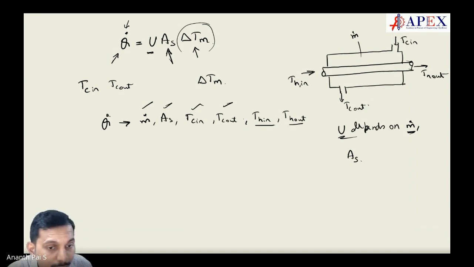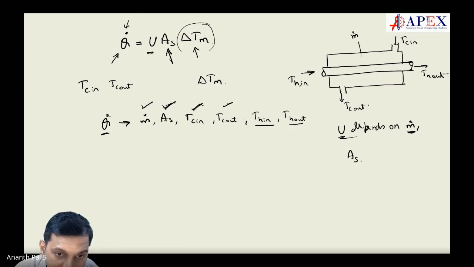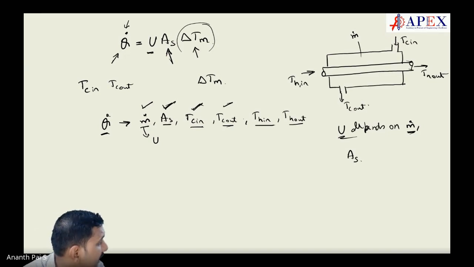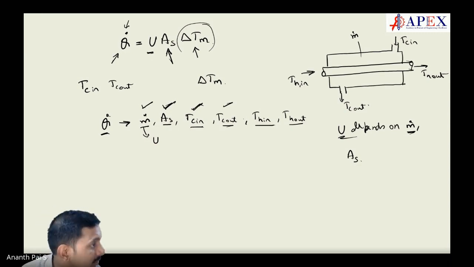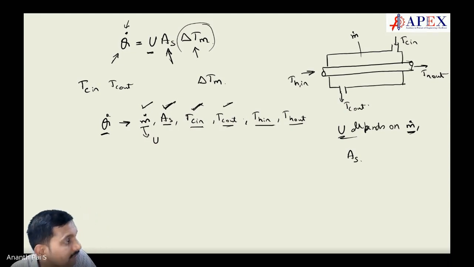Getting the point? So for a particular Q dot, you have to change m dot, you have to change AS, you have to set TC in. And when you change m dot and AS, TC in changes, TC out changes. And when m dot changes, U changes. So there are multiple things which come in, and it's an iterative process. It's not a direct process, it's an iterative process. You understand? That is the main problem of LMTD. Designing is difficult. Designing what should be the area, what should be the m dot, how to get Q dot based on that. These are all the difficult things in LMTD. To compensate for that, we are going with NTU.